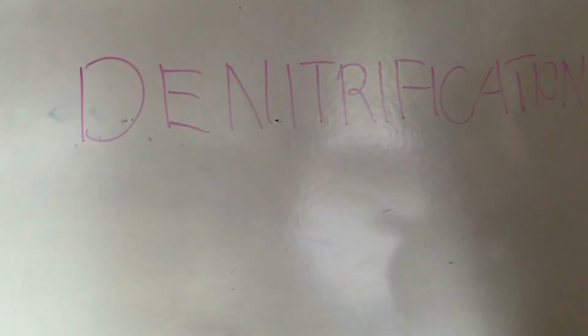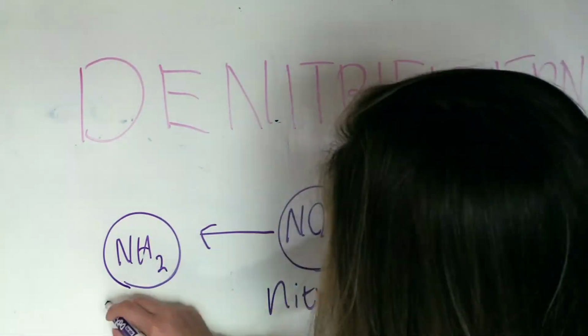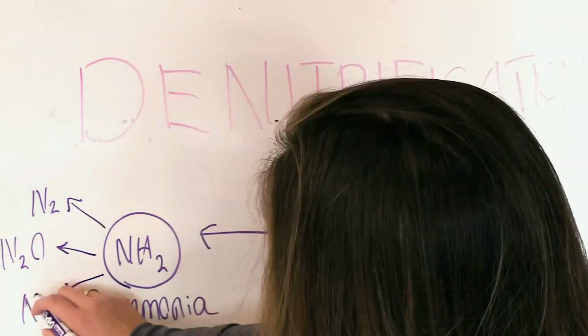Finally, there's denitrification. Denitrification is the exact opposite process of nitrification. In denitrification, nitrates are separated to form oxygen and nitrogen.